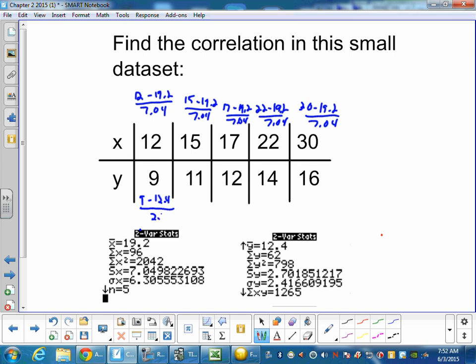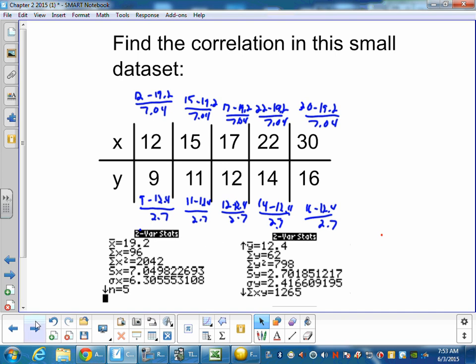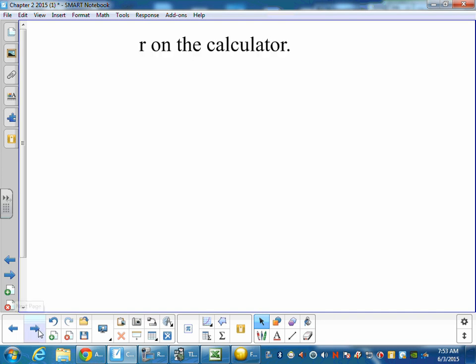Hopefully you're getting the point by now that this isn't something that people love to calculate. And now what we do is we take each of these values, we multiply these two values together for each of these data points, and then we add them up. It's a long process. By now I think you're probably saying, wow, I don't ever want to do that. Good thing you don't have to. We get to do it on the calculator.